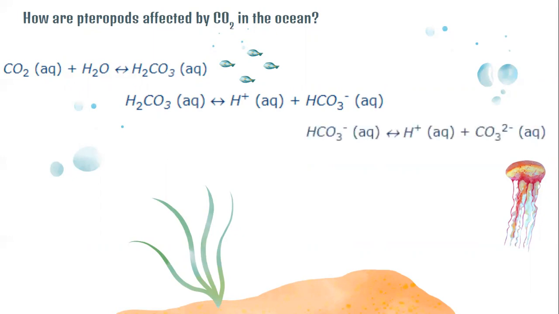And now there's a third reaction in this process where bicarbonate can further dissolve into a hydrogen ion and carbonate. Now, the equilibrium constant for this reaction is actually extremely small, 4.69 times 10 to the negative 11. That's extremely small. And so basically the production of carbonate never happens.